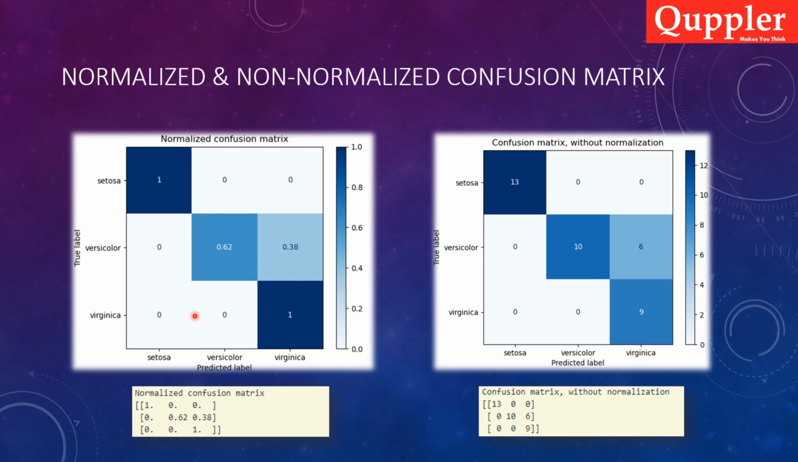So for this particular model, you can see there are some values like 0.38. By looking at this, we can clearly say the model is good and performing well, but there are a few points or numbers which have been mislabeled by the classifier. So that was the difference between normalized and non-normalized. I hope I have made myself clear on this.